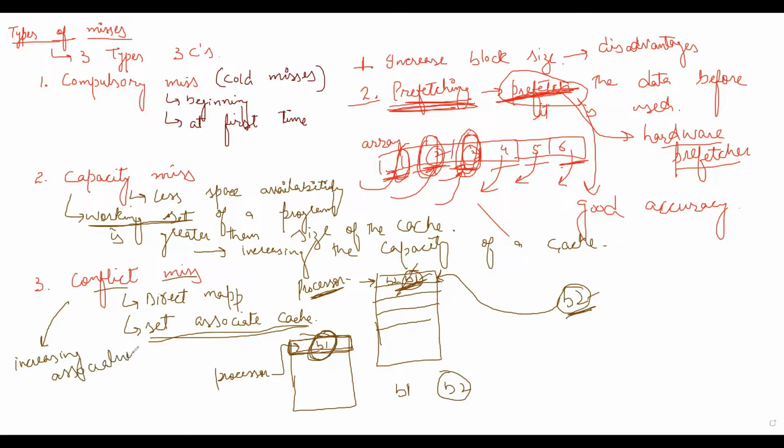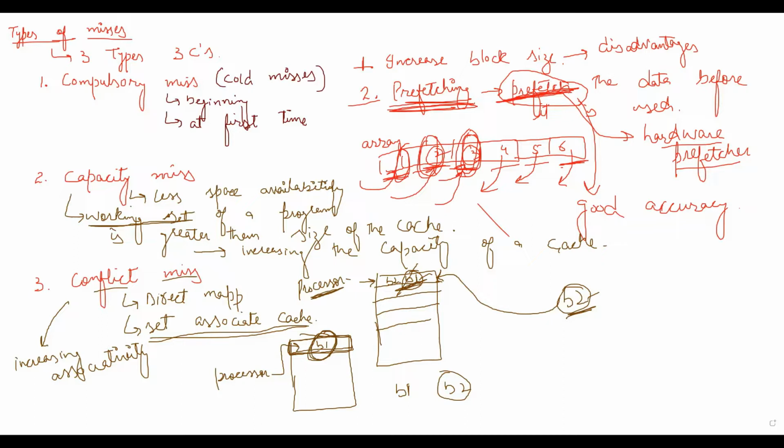However, if we increase the associativity beyond a certain limit, that has its disadvantages. That will result in more energy and power consumption. Okay. So these were three different types of misses, and I have also given a small overview of different solutions to decrease these misses.